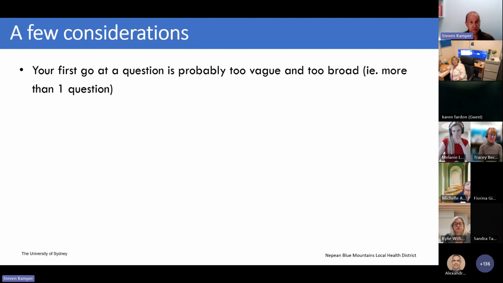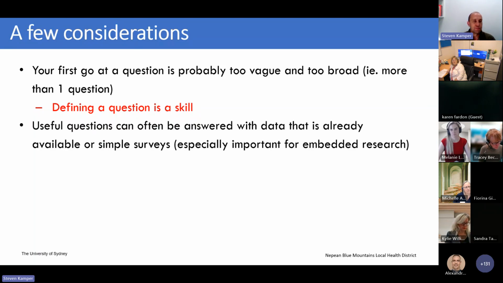So a few considerations. I don't know whether any of you found this, those of you who had a crack at a question: your first go at a question is probably too vague and too broad, and probably includes more than one question. Defining a question is a skill. It's like learning to juggle or brush your teeth or write left-handed. You need to practice it. The nice thing is you can practice that without actually doing a study. You can practice by coming up with a problem, coming up with a question, and mapping that against those important features.